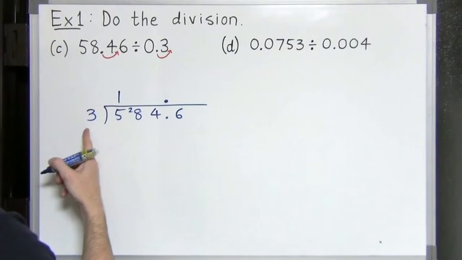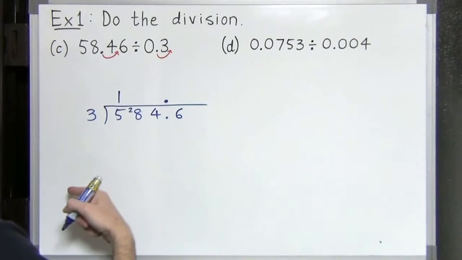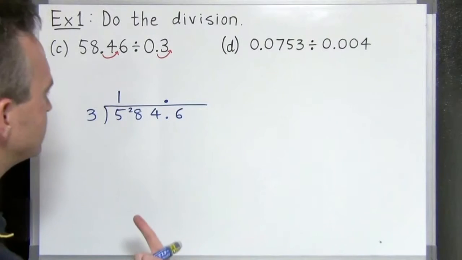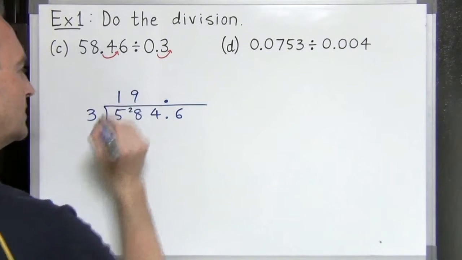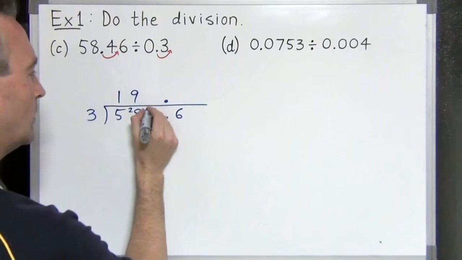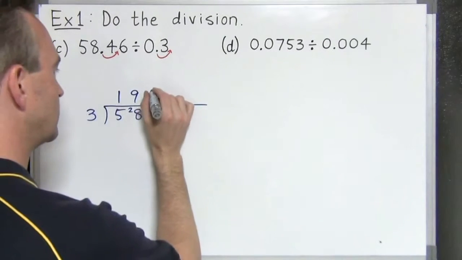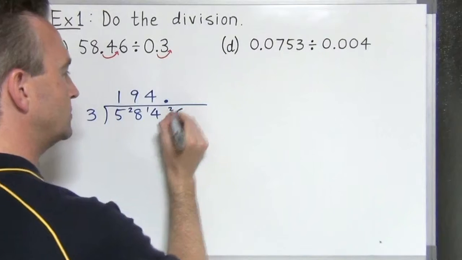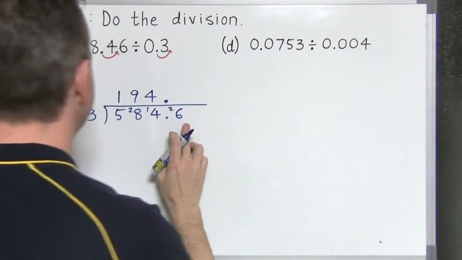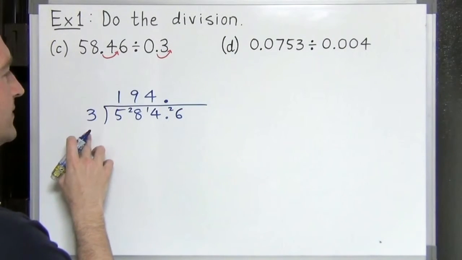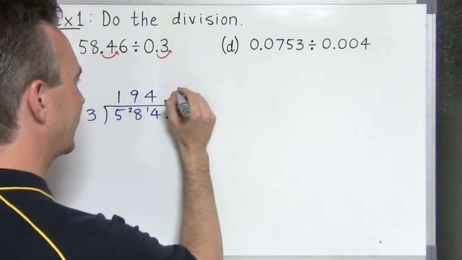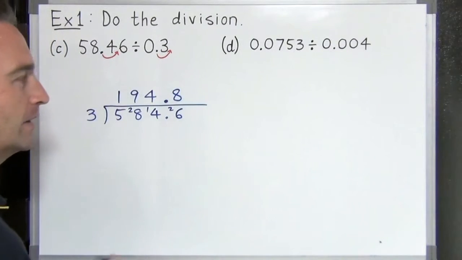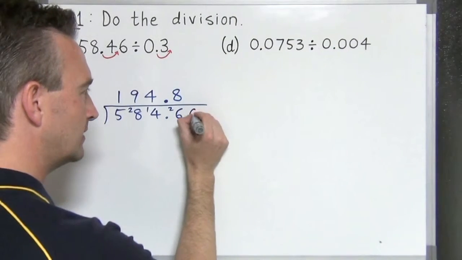3 into 28. 3 7s are 21, 3 8s are 24, 3 9s are 27, 9. 27 from 28 leaves 1. 3 into 14 goes 4 times, 3 4s are 12. 12 from 14 leaves a remainder of 2. 3 into 26. 3 9s are 27, 3 8s are 24, that's going to go 8. Uh-oh, okay, we're going to need some zeros again. Let's put a few.